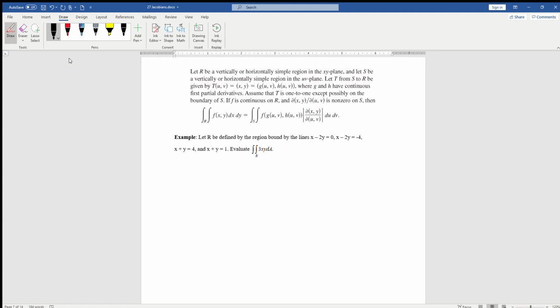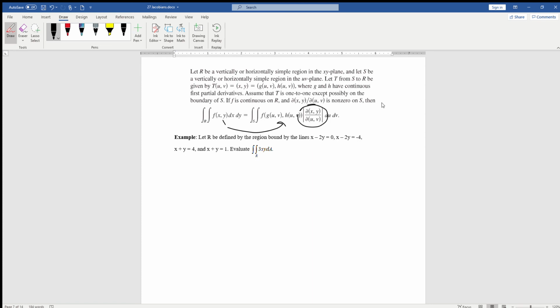If all of that is true and the partials are non-zero on S, then we can take a double integral in terms of xy and translate it into a double integral in terms of u and v, but multiply that also by the Jacobian. So essentially, we're going to identify a transformation, take the Jacobian of that transformation, and then evaluate a double integral.